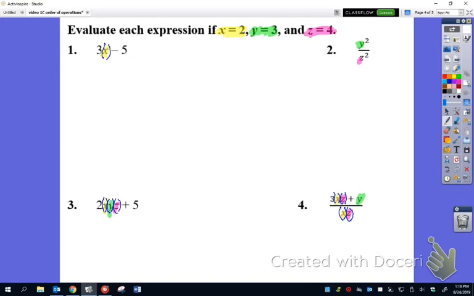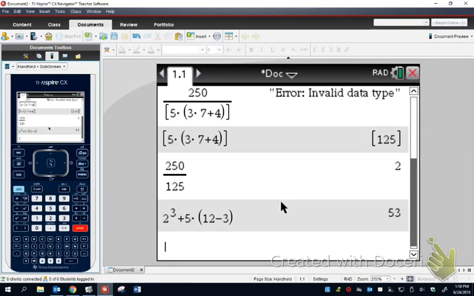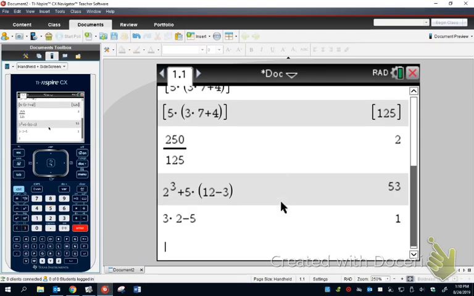So the x is now a 2. So I have to do 3 parentheses 2 minus 5. So now enter that in your calculator. 3 parentheses 2 minus 5. That's 3 times 2 minus 5, which is 1.